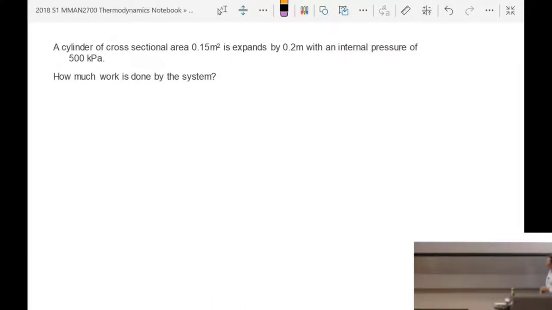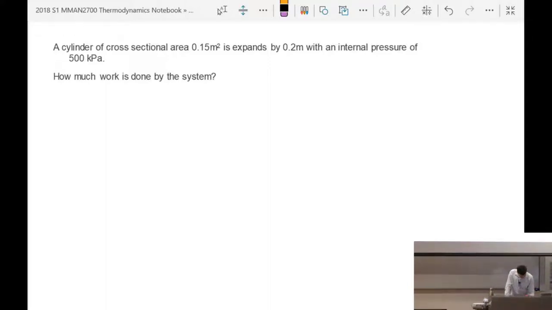So this is work. This is boundary work related calculations. A cylinder of cross-section area A expands by distance D with an internal pressure of P. How much work is done by the system on the surroundings? I want to take two different approaches, because I want you to see that you could do this more traditionally using potential energy, but I want to do it using pressure so you can see they're equivalent. I hope they should be.